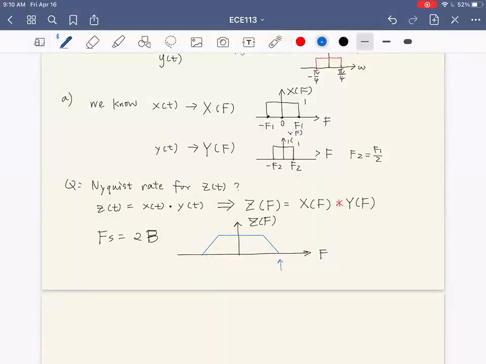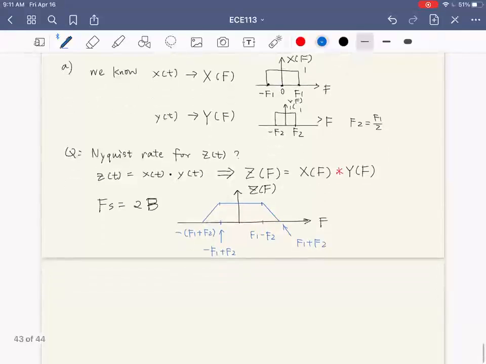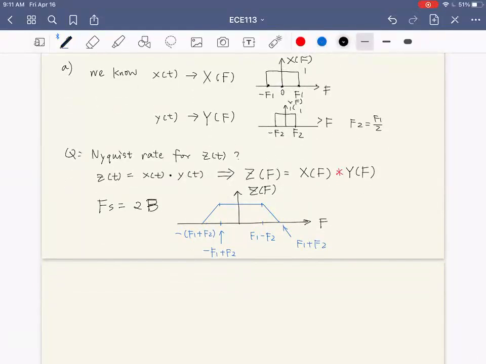But we also want to know the exact value, right? So let's go back to the intuition. When they first have a little overlap, the index should be minus F1 minus F2. And when they fully overlap, it should be minus F1 plus F2. When it starts to leave, it is F1 minus F2. And when it fully leaves the window, it should be F1 plus F2. So you see that it is even. Okay. So now you can see that we get B equals F1 plus F2, right?